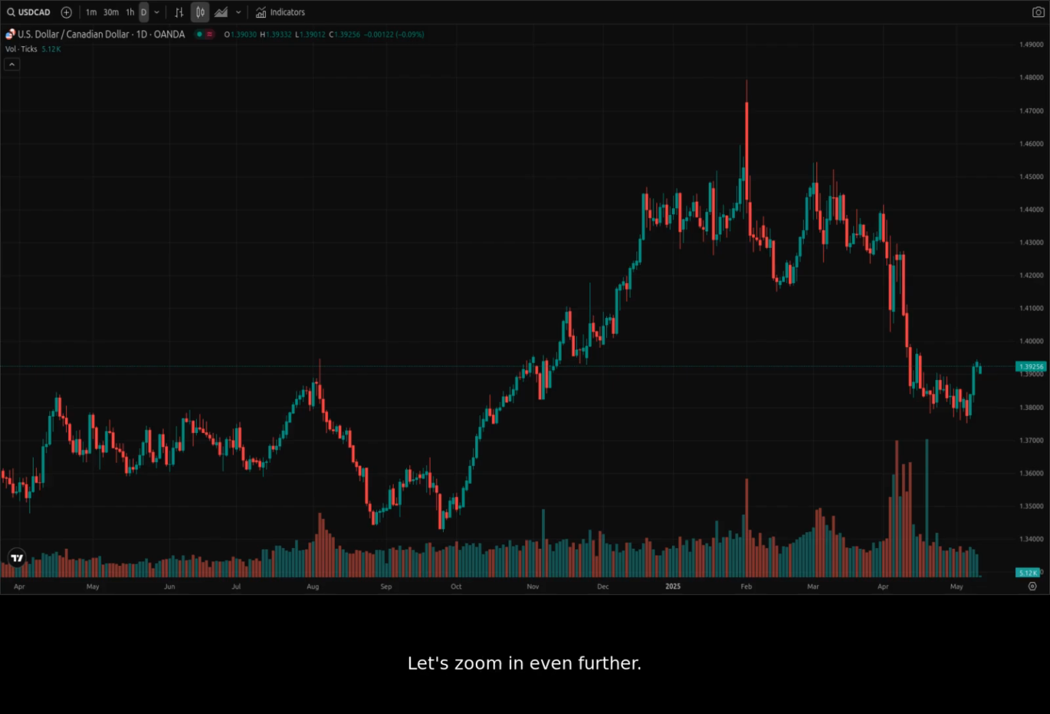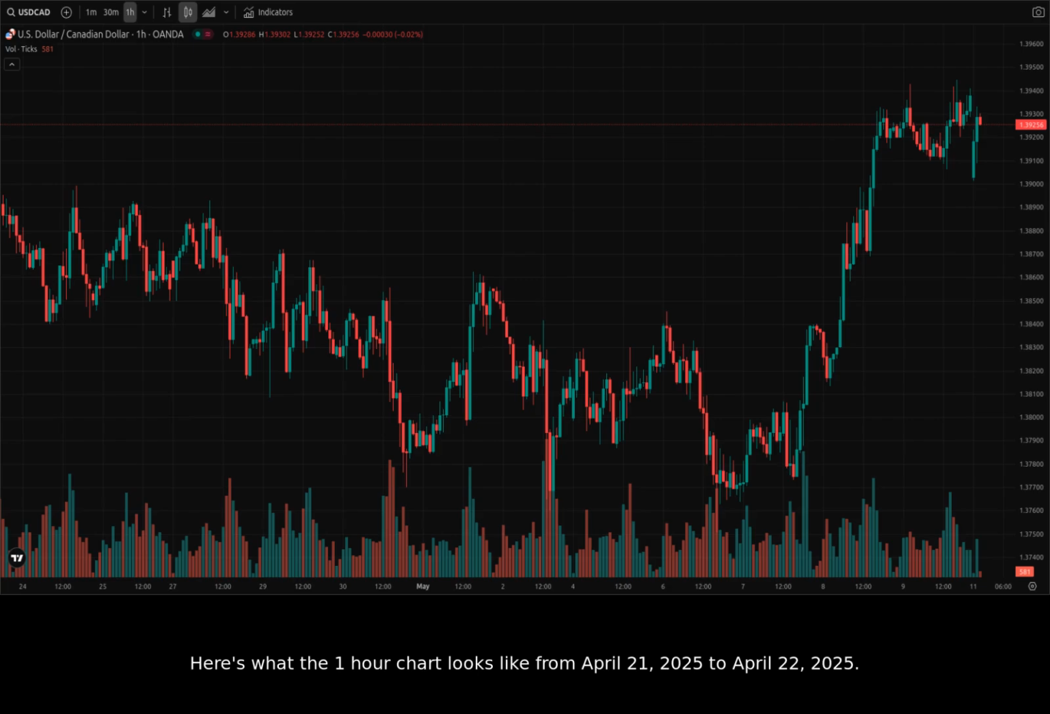Let's zoom in even further. Here's what the 1-hour chart looks like from April 21st, 2025 to April 22nd, 2025. Overall, it looks fairly stable, with a potential support level around 1.38.